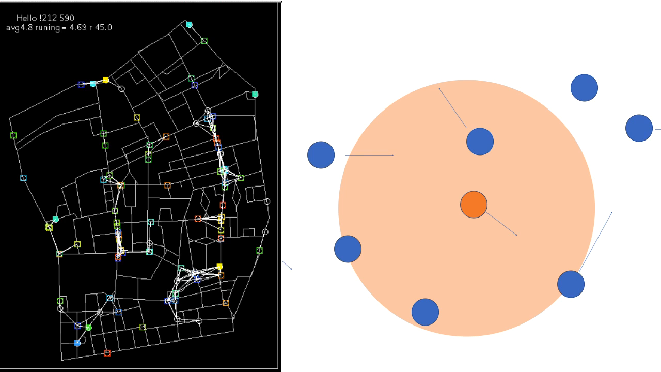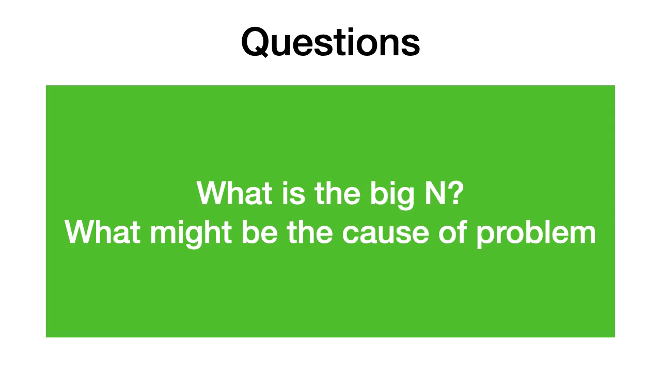So what do we do now? If you remember last week, the first thing I did was teach you to think about what is the big N, because the big N is going to cause the scalability problem. It's probably causing the problem now.